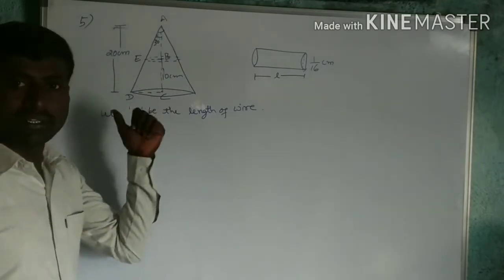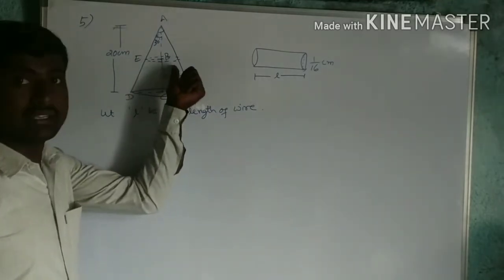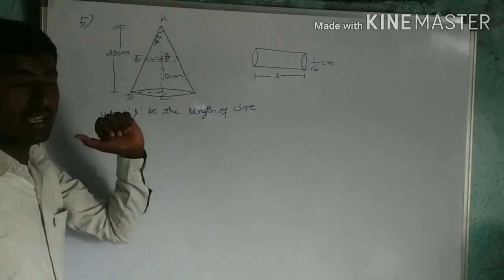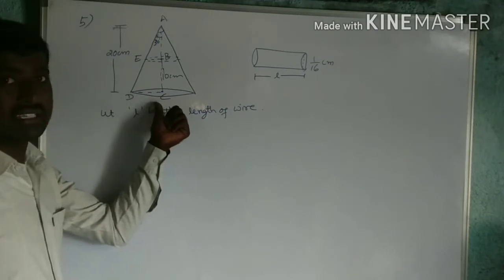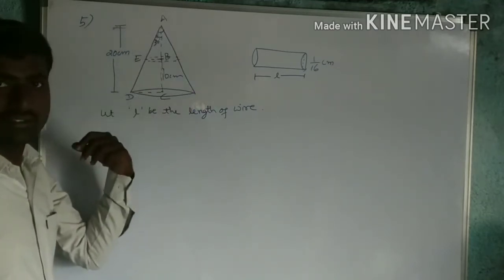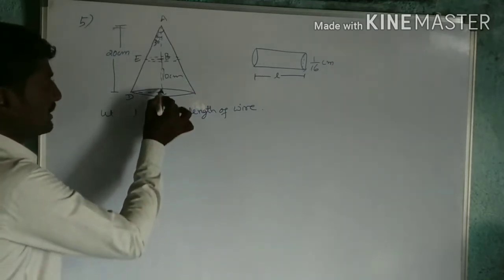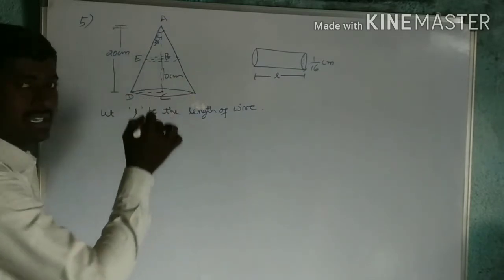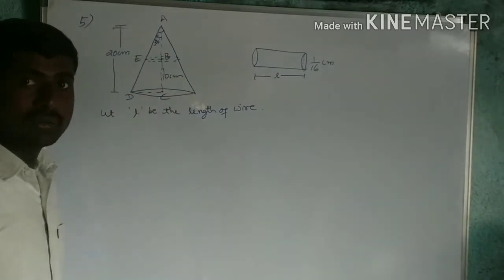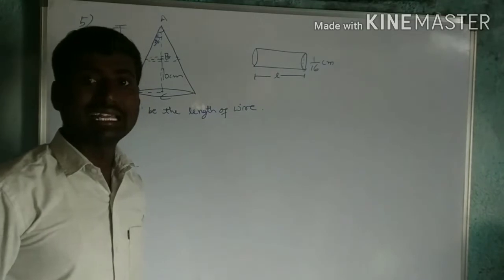By applying trigonometric ratios, we can find EB in triangle ABE, and also we can find DC in triangle ACD. Because here it is 90 degrees and here also 90 degrees, we can apply trigonometric ratios to the right angled triangles.